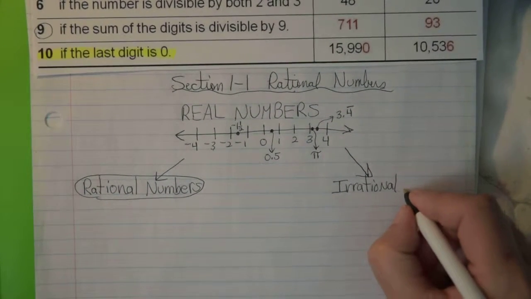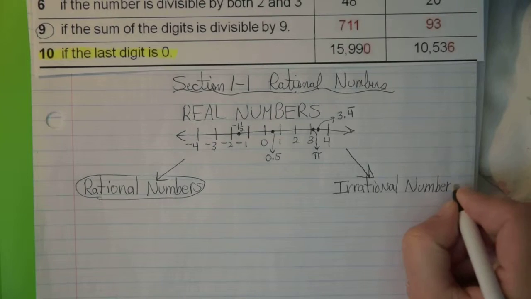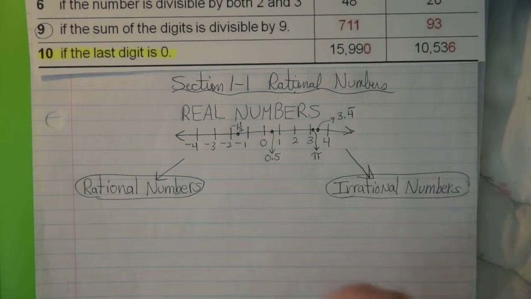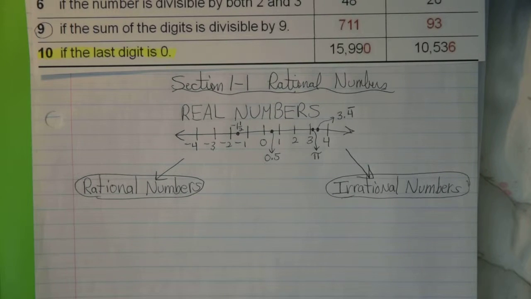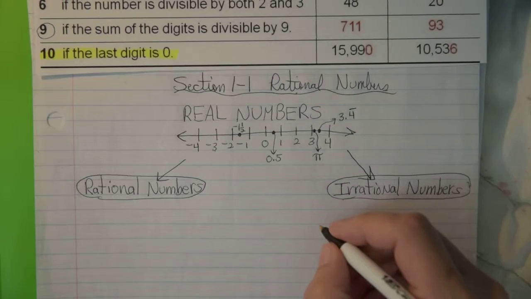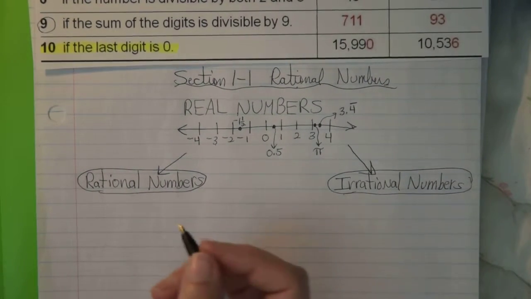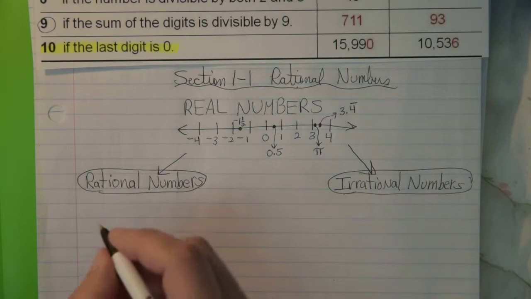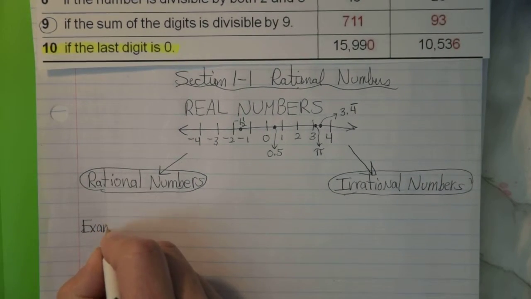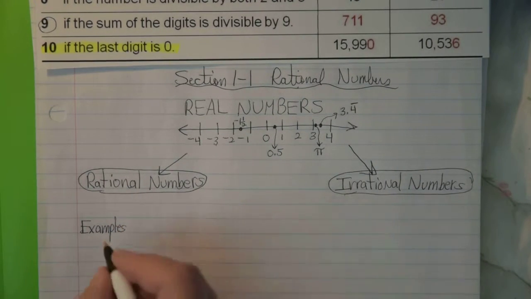Irrational numbers are irrational. They're strange. They don't make a lot of sense. So, if you want to, let's go to rational first. So I'm going to write some down, examples, and then we'll define what makes a number rational.